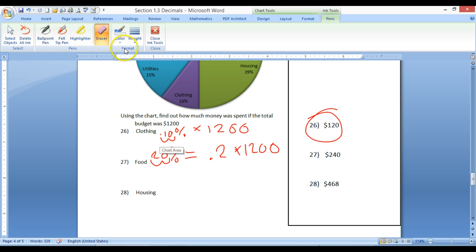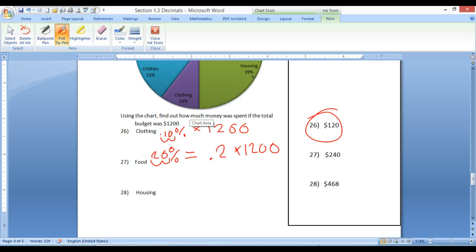Okay, the next one, housing. Housing is 39% of the $1,200 budget. Now some of you are thinking, I could do this in my head because I can do tithing and I know I just move the decimal over 1. And that's fine. That's the quick way and you can do that. Another person is saying 20% is just double tithing. And so they would just move the decimal over once, which is 120, and double that, which is 240. That's great mental math. However, I wanted to make sure that you knew how to do it by hand because when we get to 39%, it's not as easy as tithing.